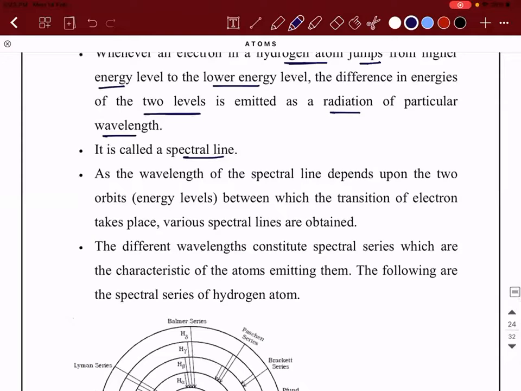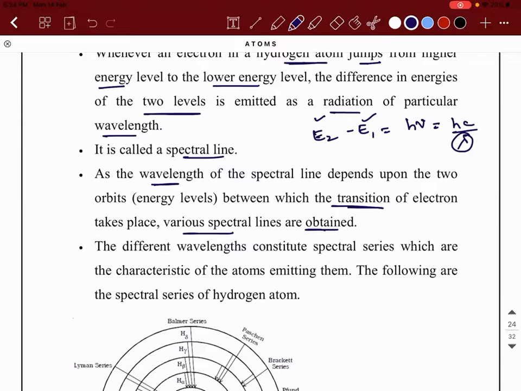But we know that the wavelength or the frequency associated with the spectral line follows E2 minus E1 is equal to h nu. Can I write h nu as hc by lambda also? So the wavelength associated depends on between which two energy levels the electron is making the transition, right? Depends upon the orbits between which the transition of the electron takes place. So various spectral lines are obtained.